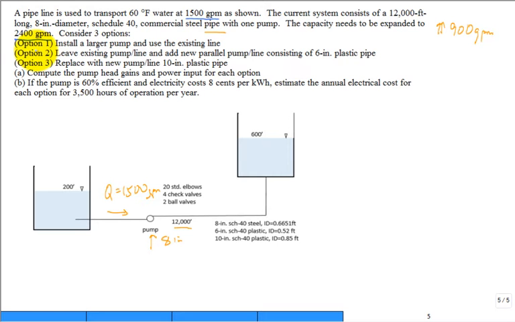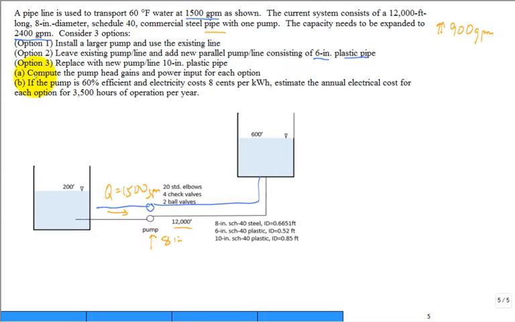brand new pump with a brand new line, but the line will be a brand new 6-inch plastic pipe. So it's like another pump, another line, and there you go. That's option 2. So the current system will be running as well as the new system if option 2 is employed. And option 3 is replace with a brand new line, rip out the pump and rip out the old line and put in a brand new pump with a 10-inch, larger diameter, plastic pipe.